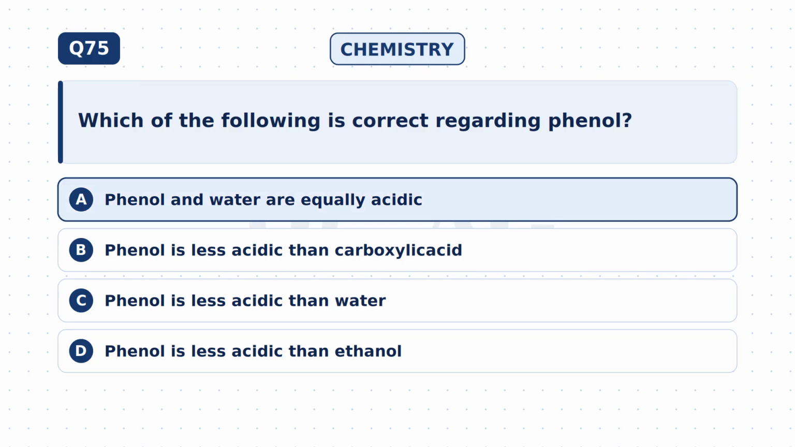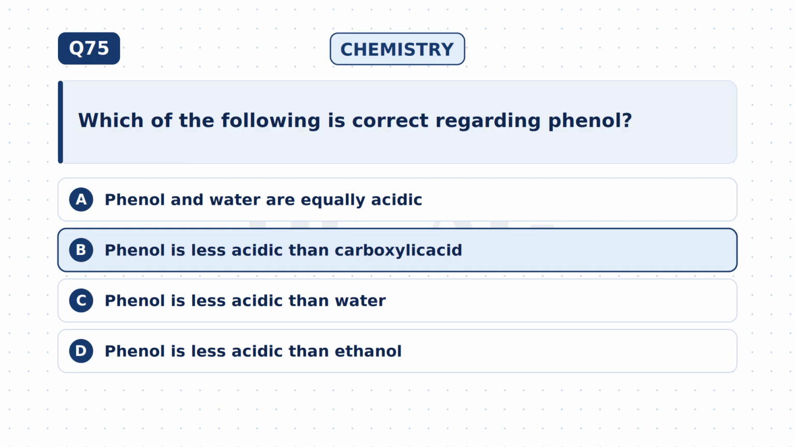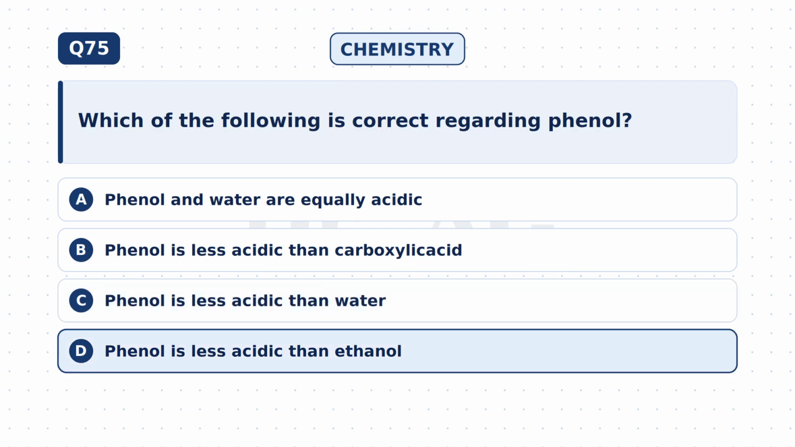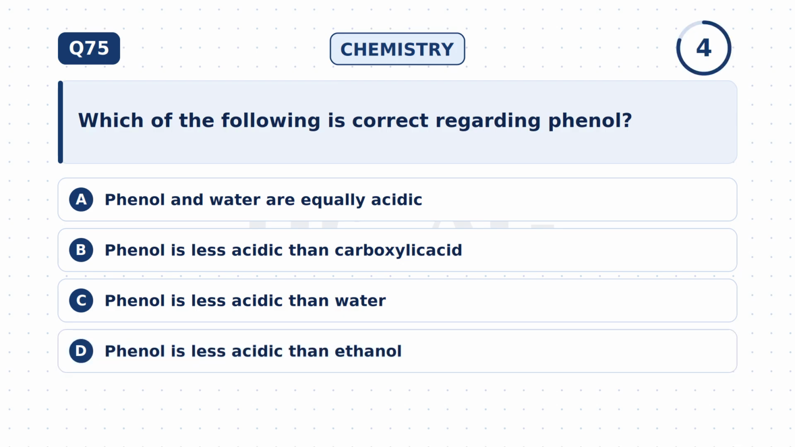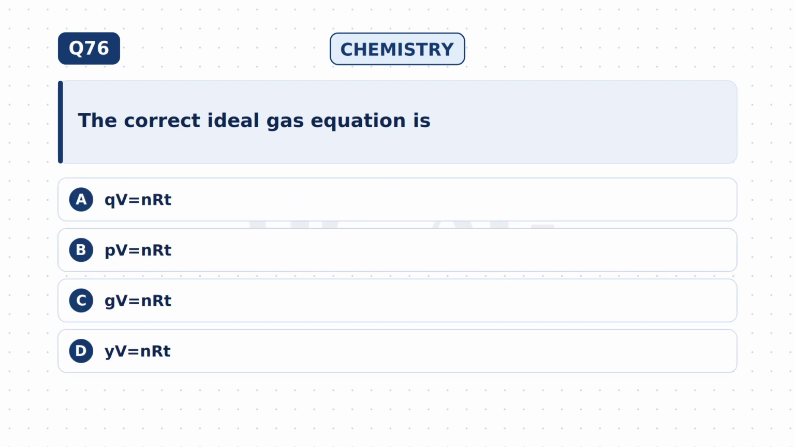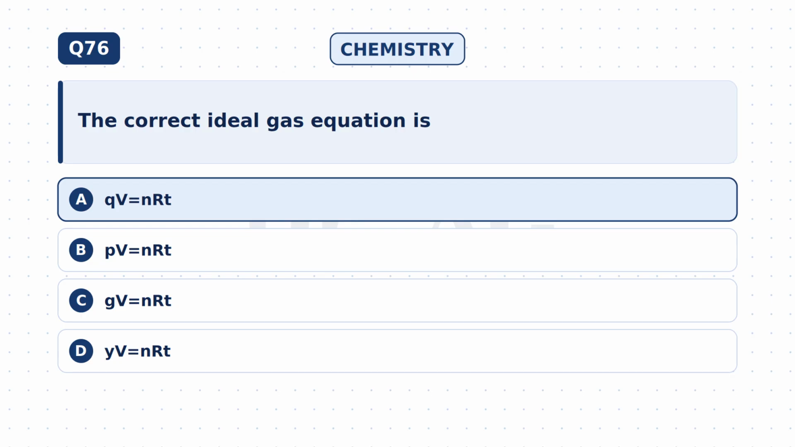Option A, phenol and water are equally acidic. Option B, phenol is less acidic than carboxylic acid. Option C, phenol is less acidic than water. Option D, phenol is less acidic than ethanol. The correct answer is B, phenol is less acidic than carboxylic acid. Question 76. The correct ideal gas equation is: Option A, QB equals nRT.